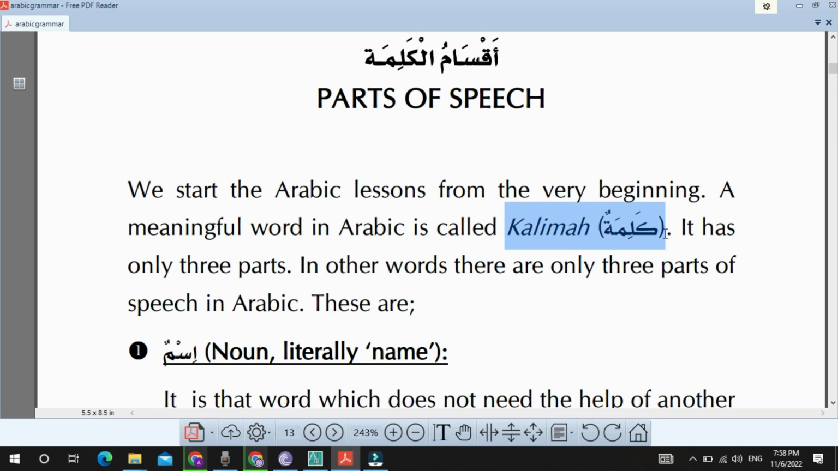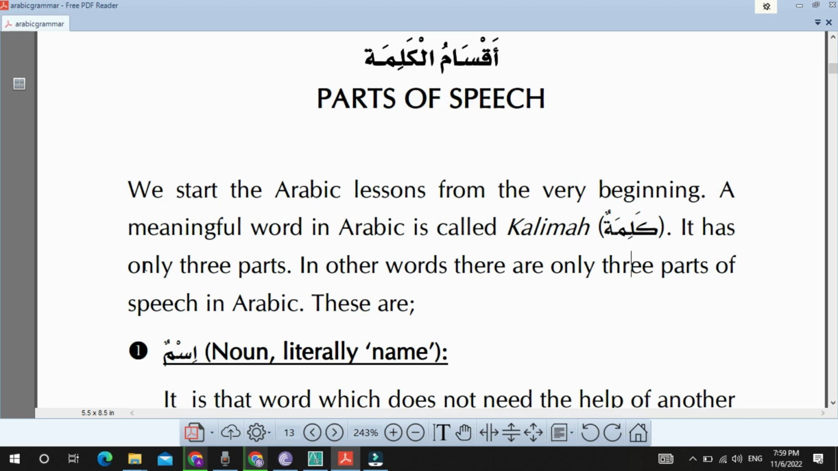If you are interested in learning Arabic grammar and you want to enhance your Arabic grammar skills, you should clarify the word kalima in your mind. So what is kalima? A meaningful word in Arabic is called kalima, kalimatun or kalima.